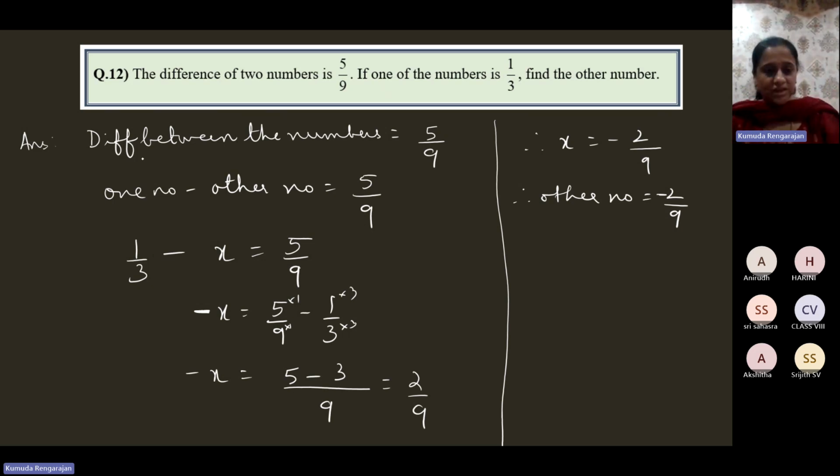In this case, we have taken 1 by 3 as a larger number. That's why we put it in the first place. 1 by 3 minus x is equal to 5 by 9. We have regarded 1 by 3 as a larger number, and we are finding the smaller number, which is minus 2 by 9. See, clearly it's negative, no? So you can make out 1 by 3 is positive, the smaller number you're getting is negative. This can be one answer.